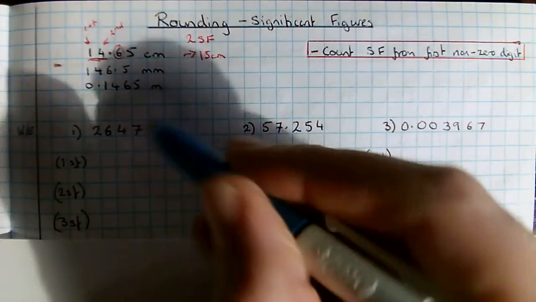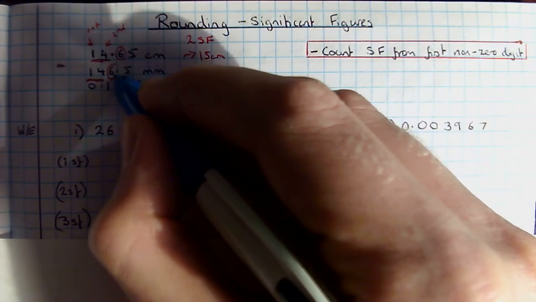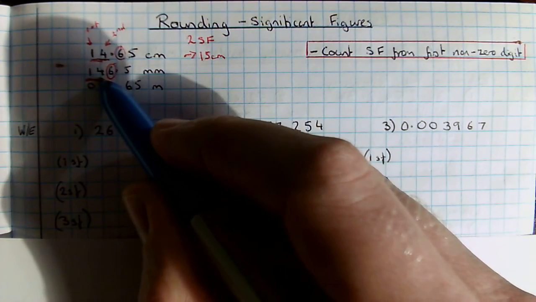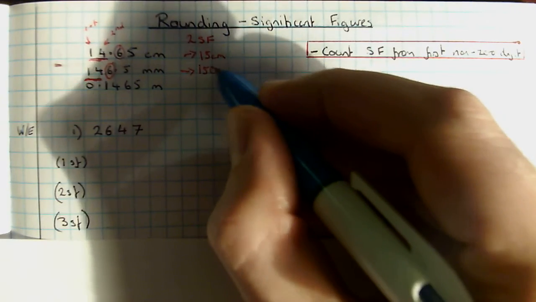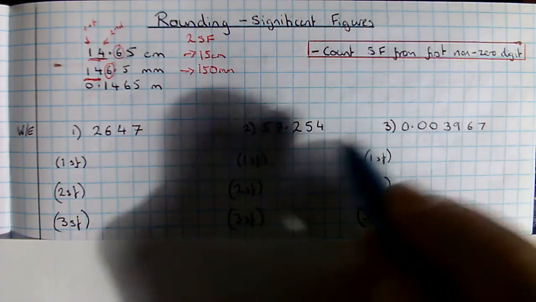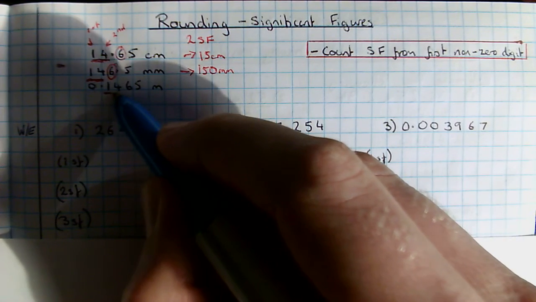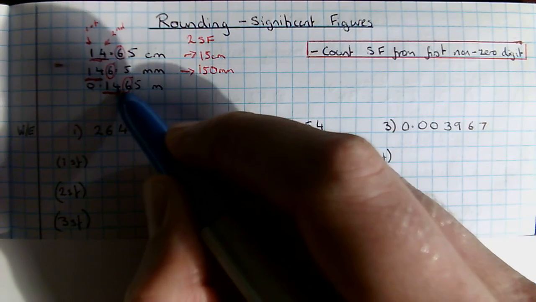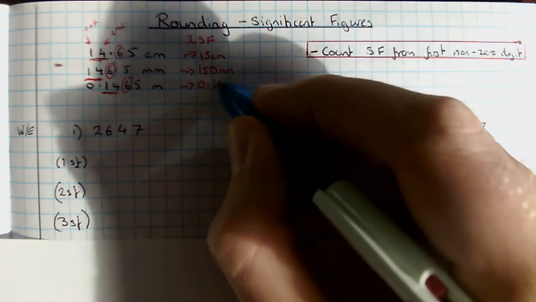Here, 2 significant figures means first, second, looking at what the next digit is, the 6 gets the 4 to round up, and it becomes 150 millimetres. The last one, because I'm only counting from the first non-zero digit, this doesn't count as significant. This is my first significant figure, this is my second. So again, that 6 gets the 4 to round up, and it becomes 0.15 metres.